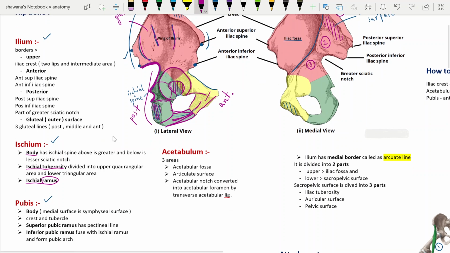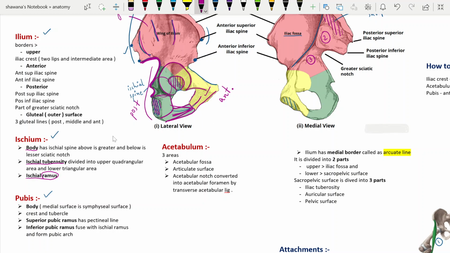The third bony structure is the pubic bone. The pubis consists of the body, the superior pubic ramus, and the inferior pubic ramus. First of all is the body. Here we are looking at the lateral view, and this is the medial view. Medial view means towards the midline of the body.